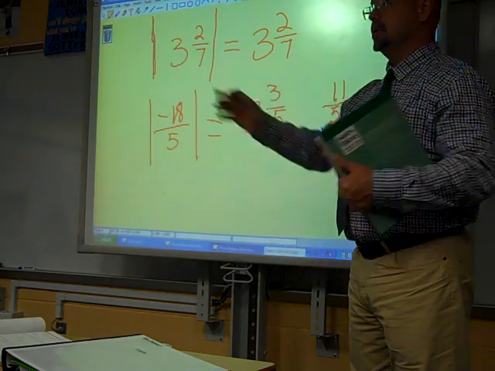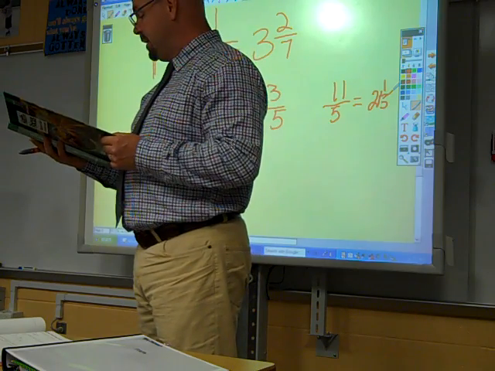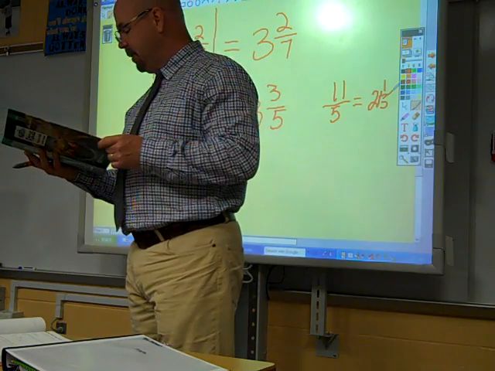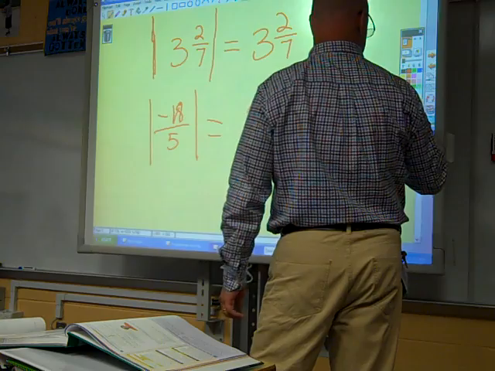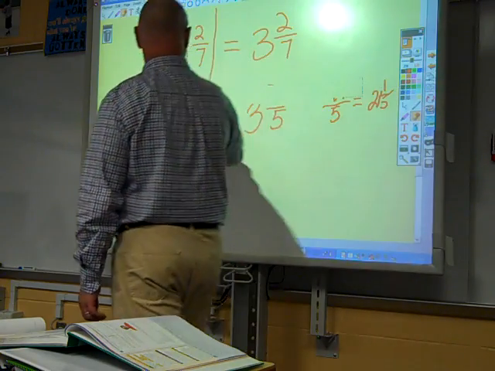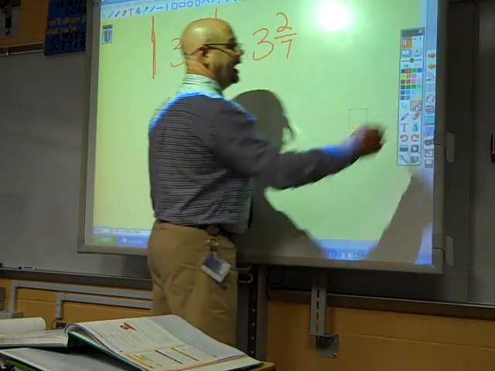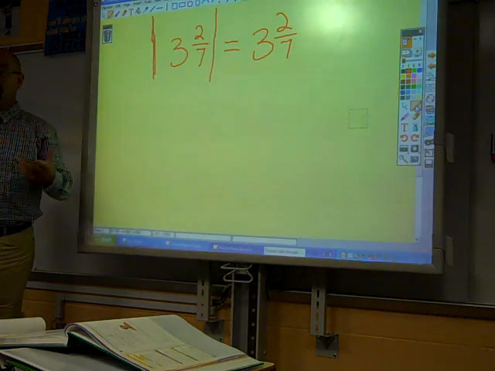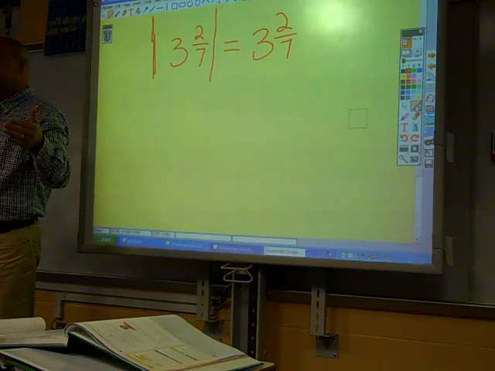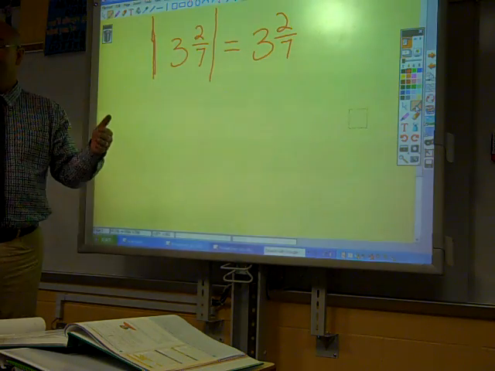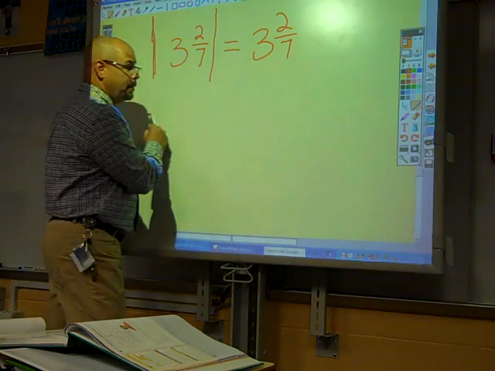Questions on that? Okay. Number 2 says, graph these numbers on a number line and indicate their distance from 0. Graph them on a number line and indicate how far they are from 0. So let's do this one first. If I want to put 3 2/7, or the absolute value of 3 2/7, on a number line, what numbers should I include? All I really need on my number line is 3 and 4.